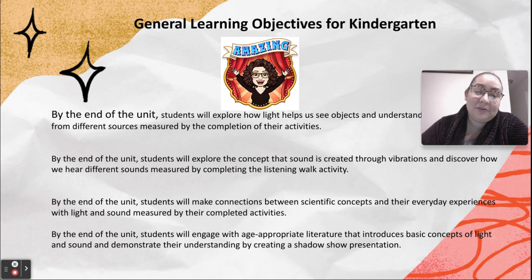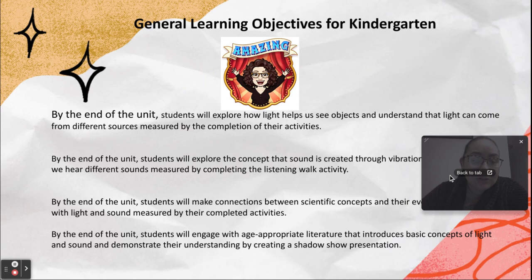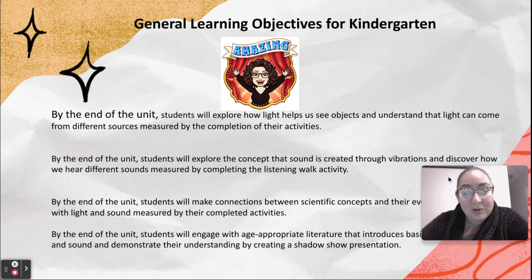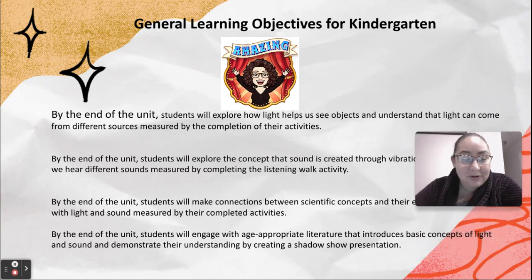General learning objectives for kindergarten. By the end of the unit, students will be able to explore how light helps us see objects and understand how light can come from different sources, which will be measured by the completion of their activities. By the end of the unit, students will explore the concept that sound is created through vibrations and discover how we hear different sounds, measured by completing the listening walk activity.